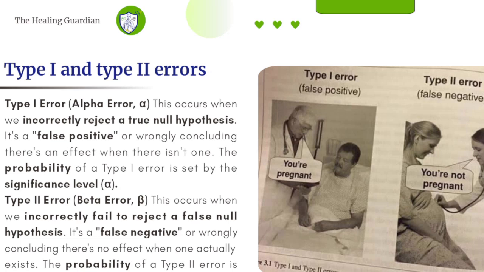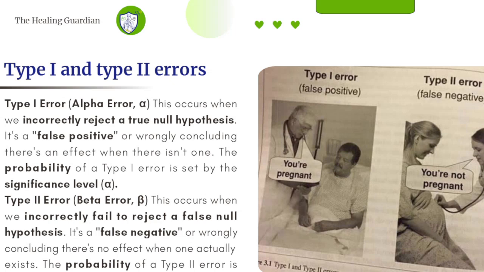A type 1 error is also called the alpha error. This occurs when we incorrectly reject a true null hypothesis. Incorrectly, meaning the null hypothesis was saying there is no difference, then we make a test and we say that there is a difference. There we have made a false positive. Meaning we are presenting something as positive, that the drug has had an effect, yet it had no effect. That is a false positive, the type 1 error.